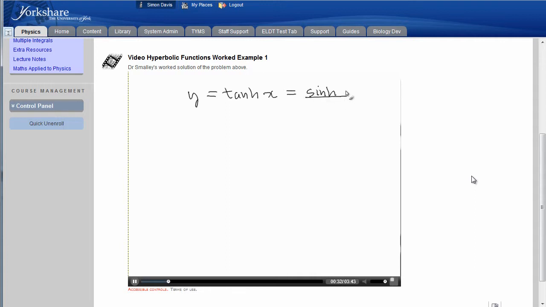Divided by cosh of x. So that's the basic definition.